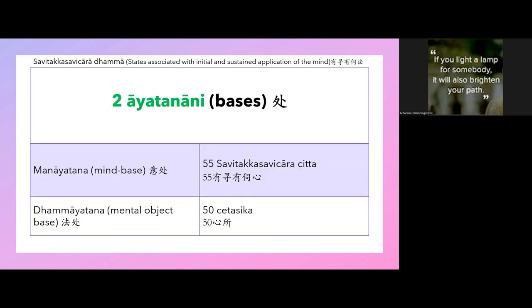Now, under āyatana, we get two bases. That is because the first 10 āyatana are all matter, or rūpa āyatana, and here, because rūpa is not classified, we get only 2 āyatana. Under manāyatana, we get the 55 savitakkasavicārā consciousness, and the 50 mental factors are classified under dhammāyatana.